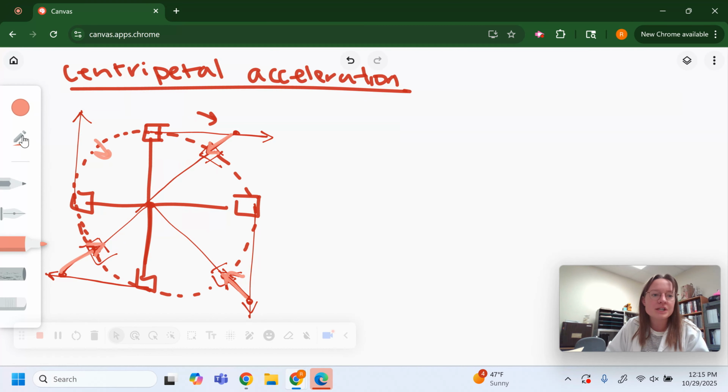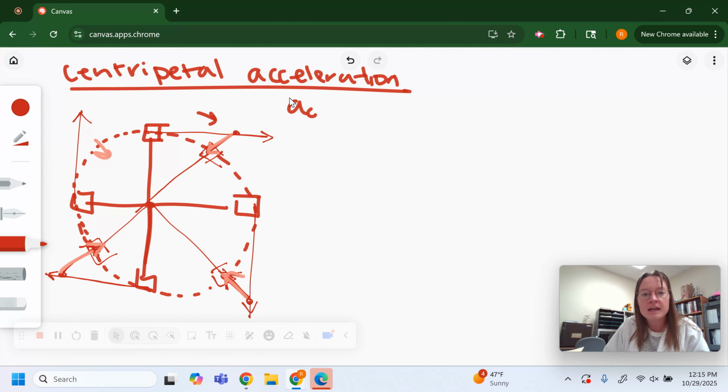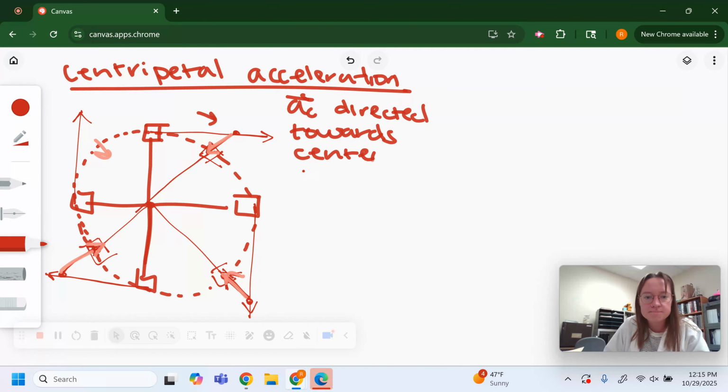Centripetal acceleration, just like all accelerations, has a direction. And the direction of centripetal acceleration, I'll write it as a_c for centripetal, is always directed towards the center of the circle. It is always directed towards the center of the circle because the object tries to go in a straight line, but then it accelerates inward. Then it tries to go in a straight line and accelerates inward, all the way around the circle.